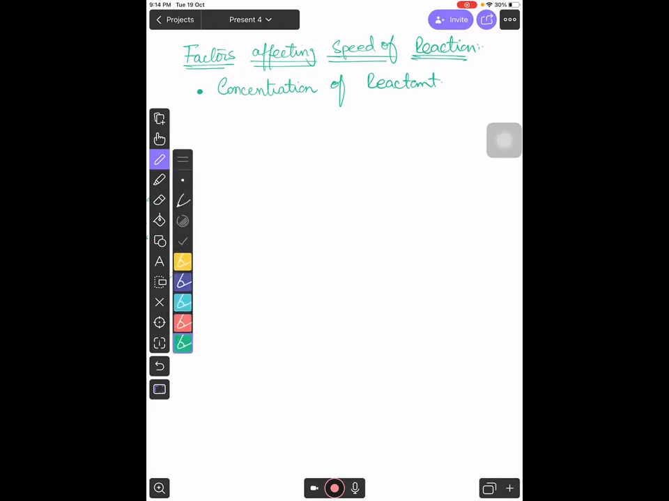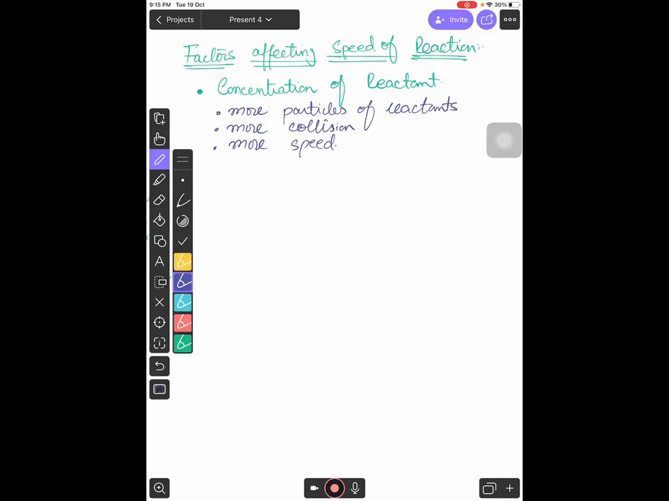So you can write it in this way. For example, we have more particles, more particles of reactants, right? And then there are more collision between them, right? And then we have more speed, or you can say that speed of reaction, right? We have more speed of the reaction, right?